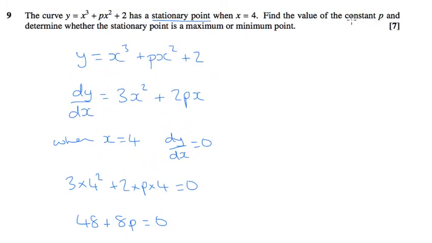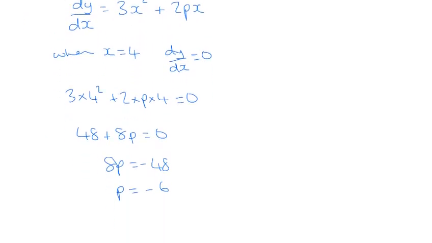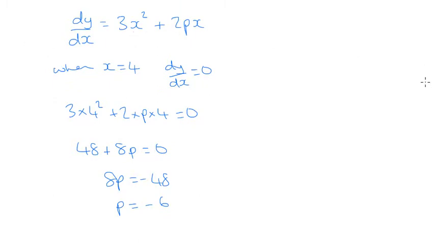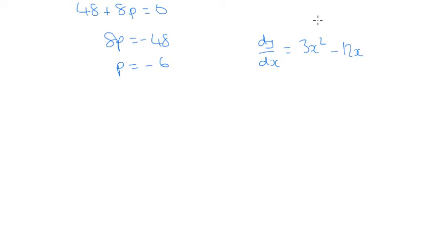It says to also determine whether the stationary point is a maximum or a minimum. So we know now that dy by dx is actually 3x squared minus 2 times 6, so minus 12x. In order to determine whether it's a maximum or a minimum, we're going to differentiate again.